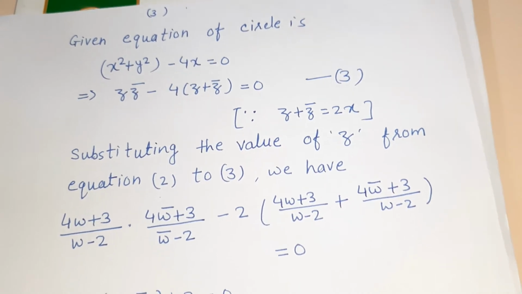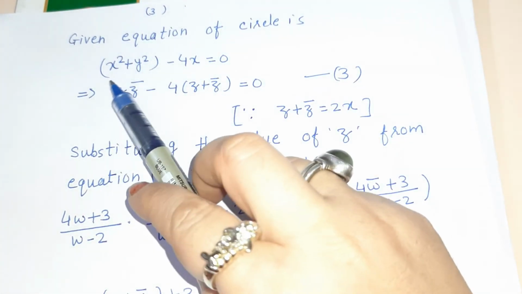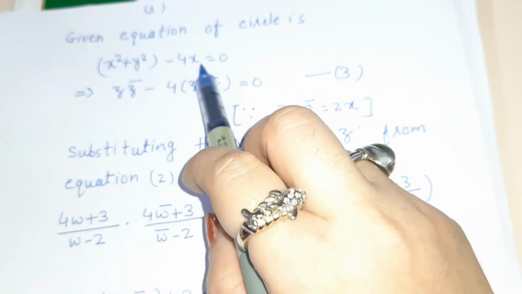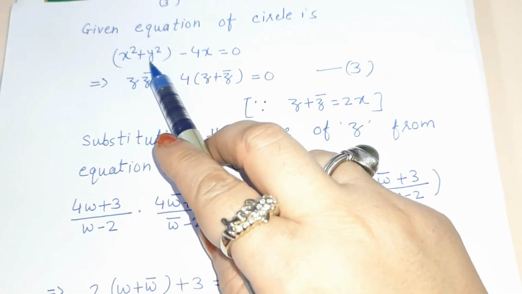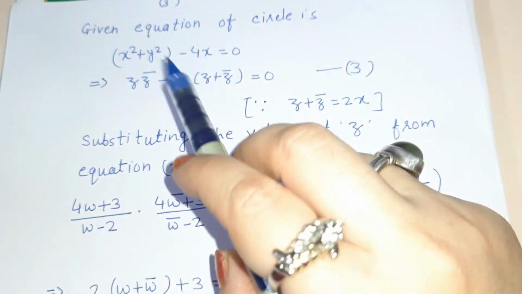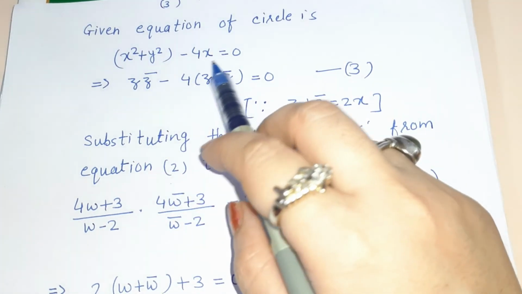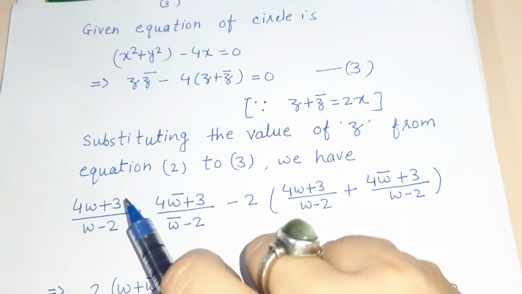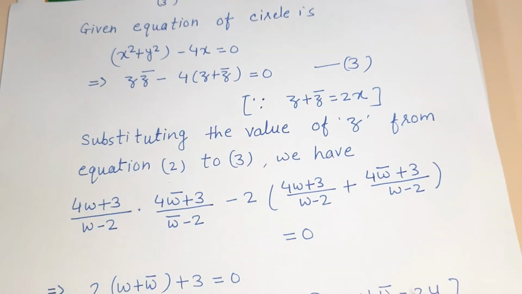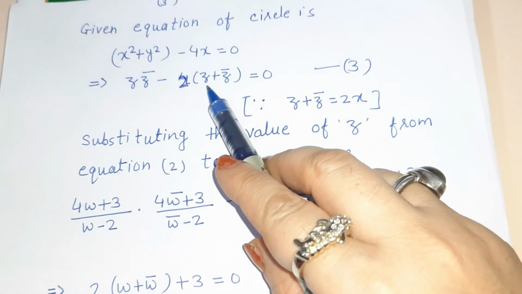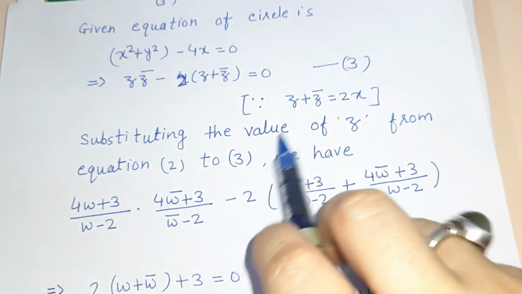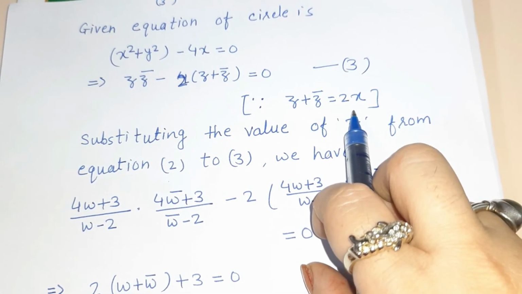Next step, the given equation of circle is x² + y² - 4x = 0. So what is the value of x² + y²? It is z times z bar, minus 4x. And this can be written as 2 times (z + z bar), because z + z bar is equal to twice of x.